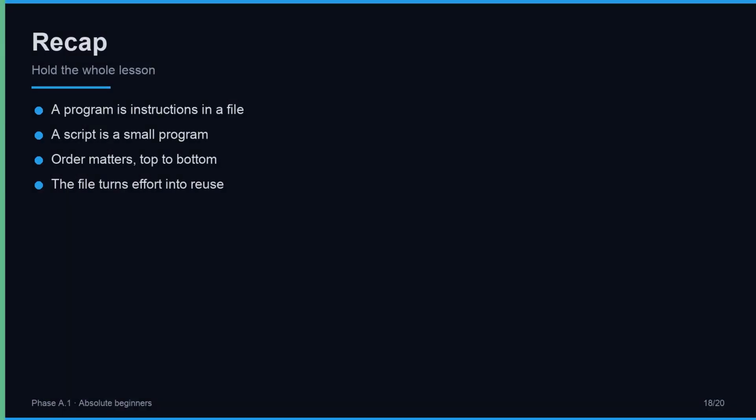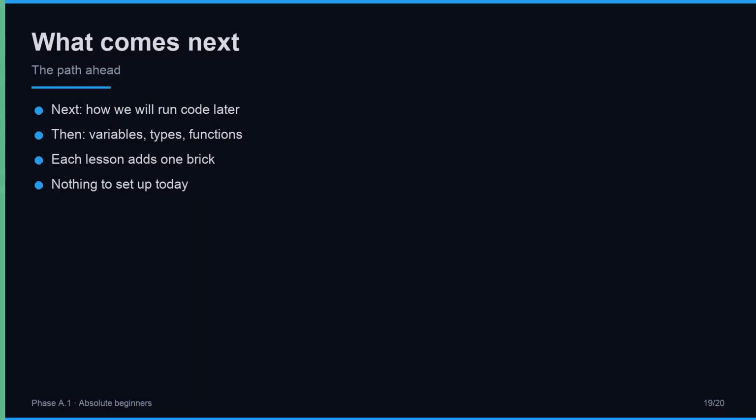Patience wins. Let us hold the whole lesson in one place. A program is a set of instructions written in a file that a computer runs in order. A script is just a smaller program. The order of the lines is part of the meaning. And because the work lives in a file, it can be saved, shared, and run again forever. If those 4 sentences feel true and steady to you, you now know what a program or a script actually is.